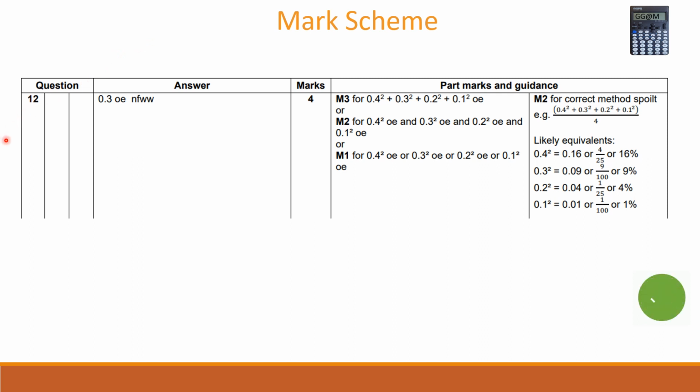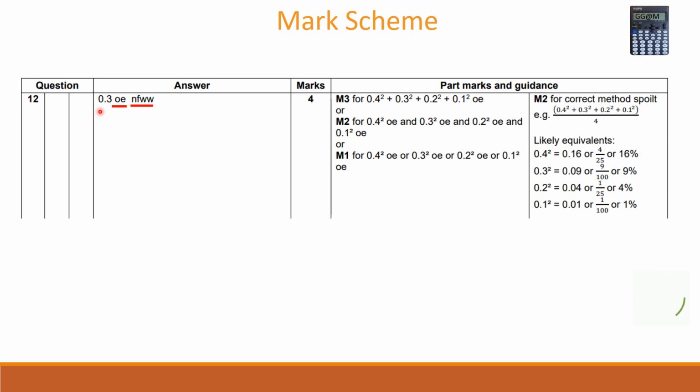The mark scheme on this question shows the answer is 0.3. OE means all equivalent. So if you'd have written it as a fraction, 3/10, for example, you would still get the method marks or the answer marks. NFWW means not for wrong working.